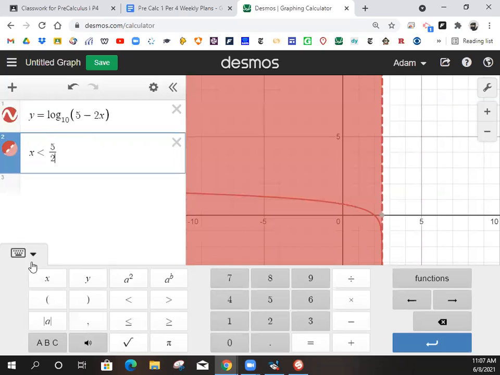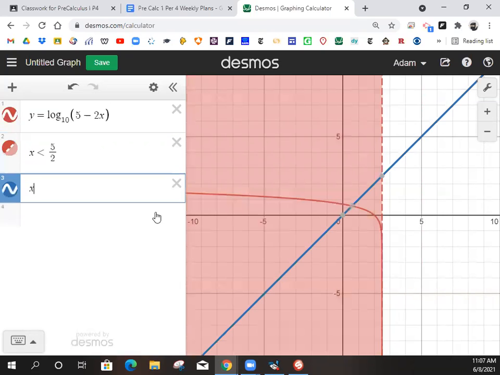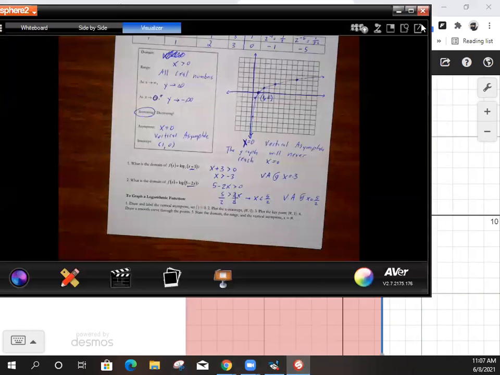All right, so the domain tells you what part of the graph it'll cover on the x-axis. So notice how it's only graphing over those parts. And x equals 5/2, regardless of whether it's positive or negative, is going to be the vertical asymptote. All right. So with that and transformations, you could graph any log.